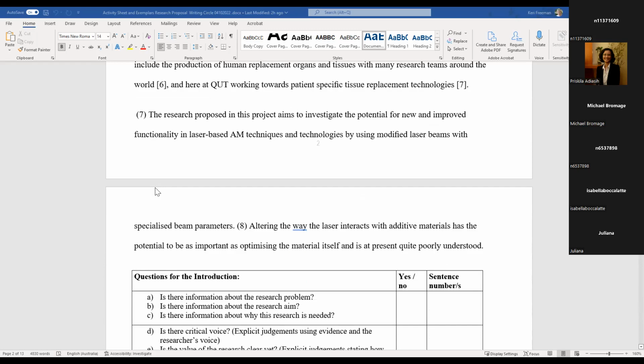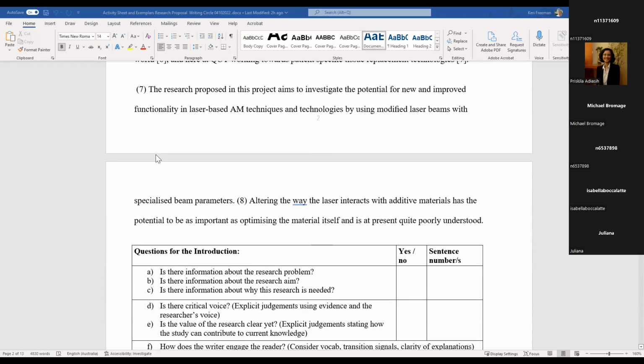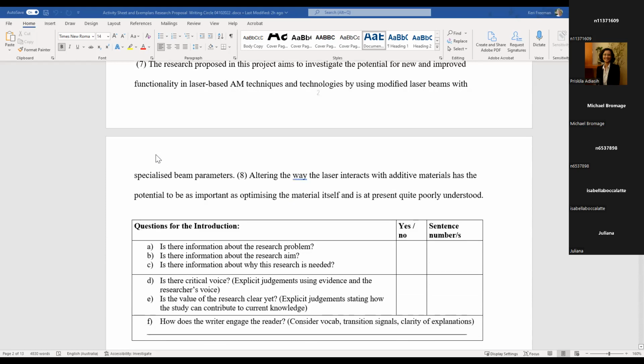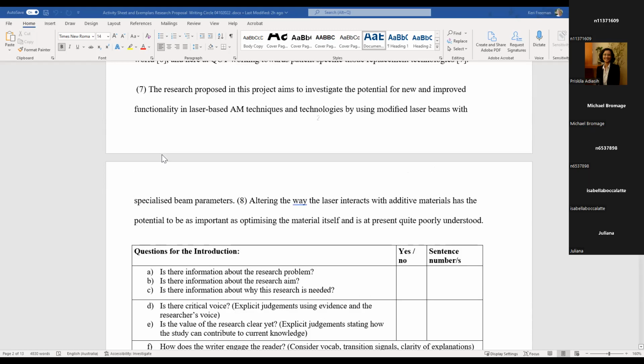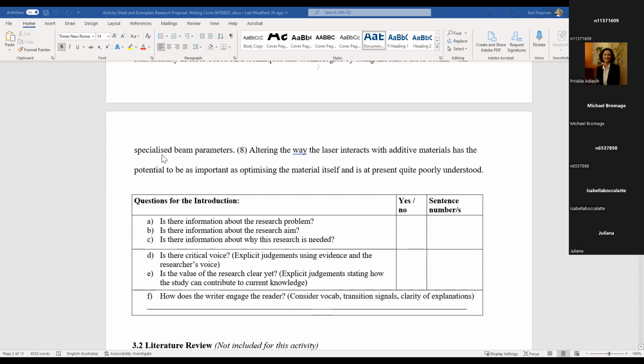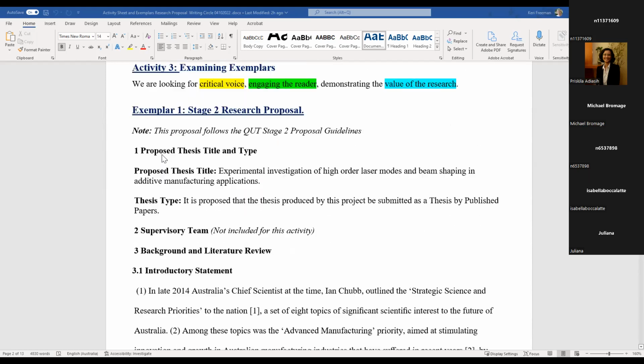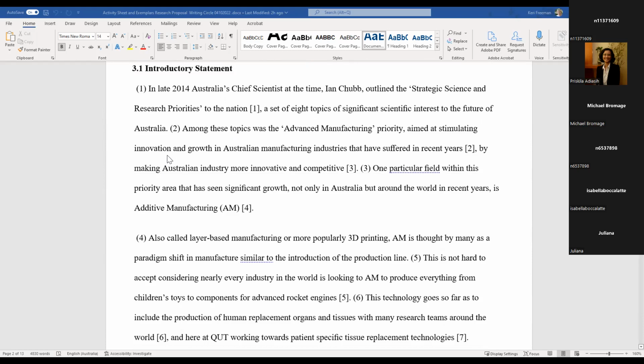The research proposed in this project aims to investigate the potential for new and improved functionality by using modified laser beams, altering the way the laser interacts with additive materials has the potential to be as important as optimizing the material itself, and it is at present quite poorly understood. Okay, so is there information about the research problem that you can see as yet? So what have we got? Critical voice, engaging the reader, and the value.